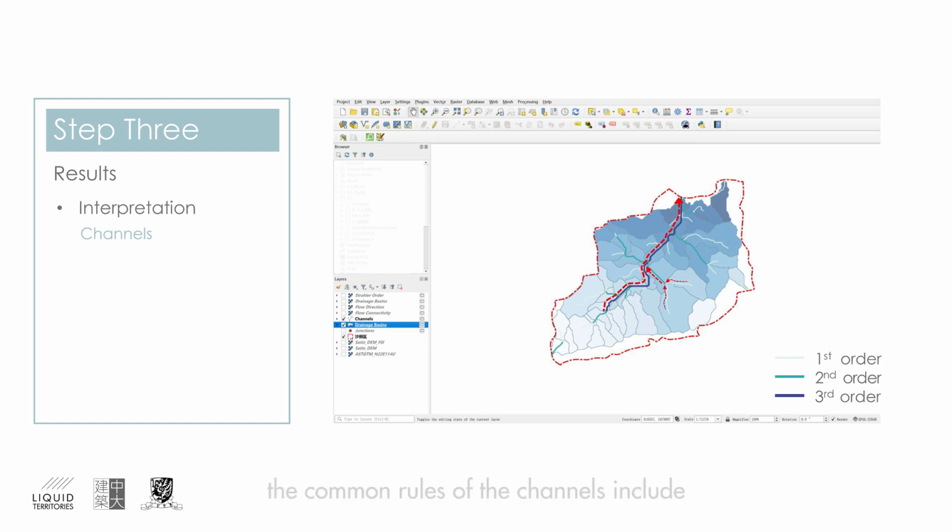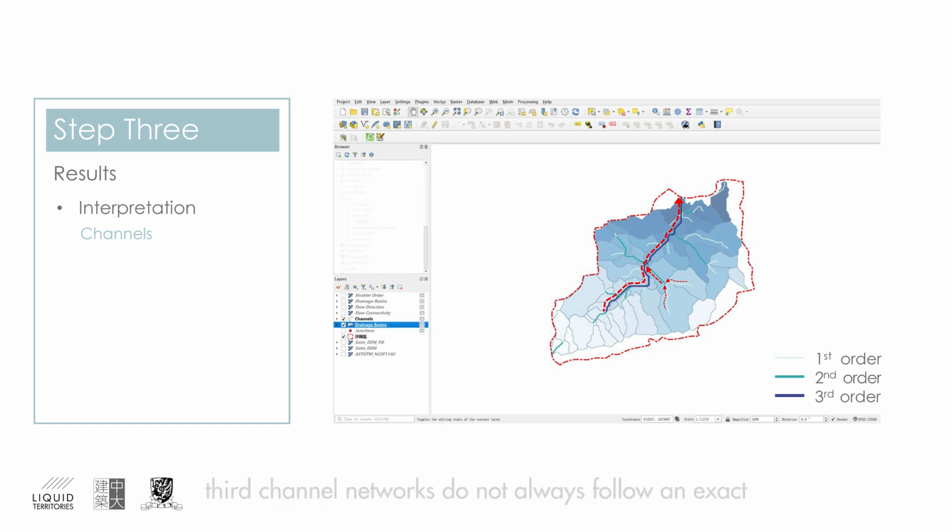The common rules of the channels include: 1. The channels depict the flows of natural drainage rather than actual rivers. However, if a river exists in the real world, there must be a corresponding channel indicating its presence. 2. The greater the order, the larger the channel. That is, channels of lower order always confluence with channels of higher order.